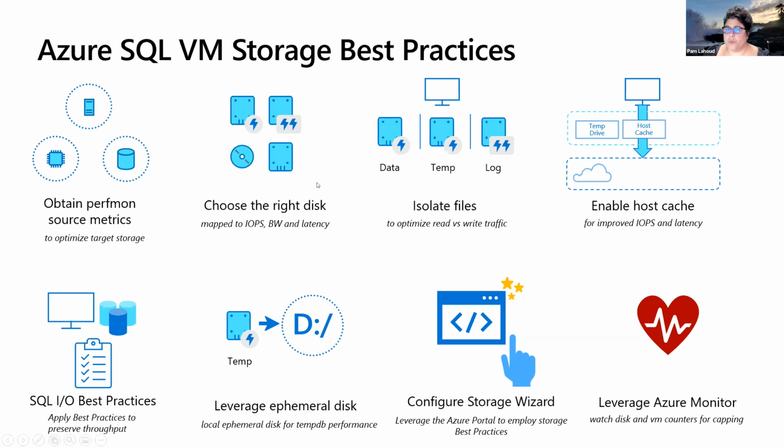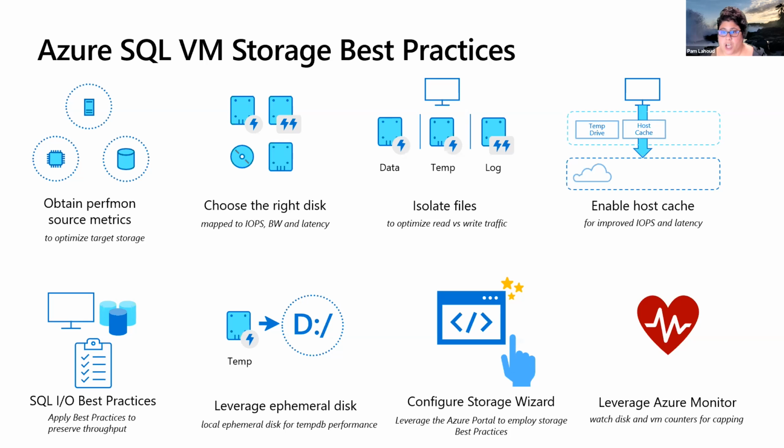Choose the right disk. So make sure that you're choosing the premium SSD and that you're getting enough IOPS and throughput to sustain your workload. Isolate the files. So we do still want to have data, temp DB, and log separately, not only for all the reasons that you've always done it, but also because of the caching settings. Remember, we want no caching on the log drives, and we want read-only caching on the data drive. So it's even more important to separate them when you get to Azure VM.